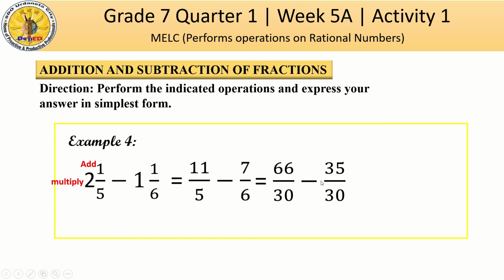And then perform the indicated operation, which is subtraction. So we need to subtract 66 minus 35, we get 31. Then the denominator is 30, still the denominator is 30. We have now the answer 31 over 30.